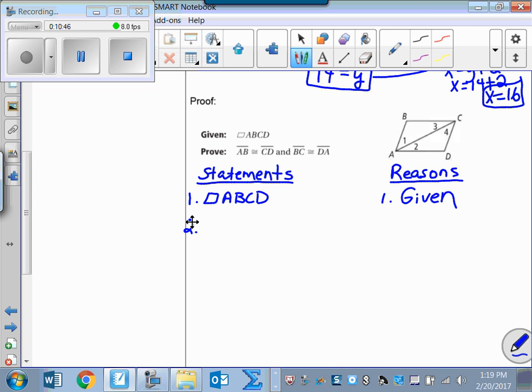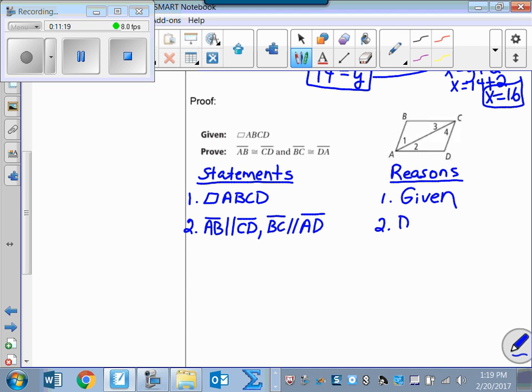Okay, let's see what we can do next. Let me think. What do I know about parallelograms? Oh, well, I know the opposite sides are parallel, right? So I'm going to write that down. That may not be the right next step, but that's where I think I need to go. So AB is parallel to CD, and BC is parallel to AD.